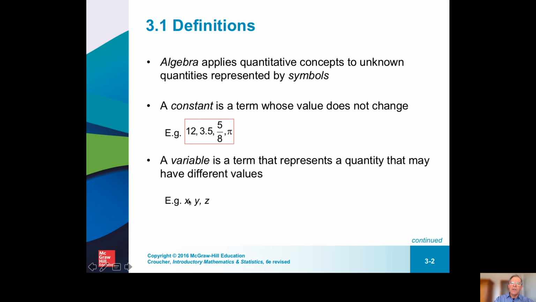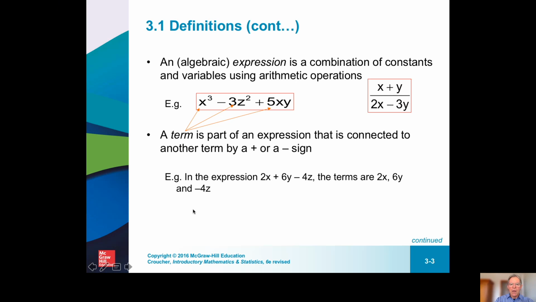A lot of people use X and Y, but sometimes if you're looking for price, you might call it P for price. You might label S for selling price, L for labor, M for machine hours, whatever you're trying to solve. It doesn't really matter what you call it. The end result's what you're looking for.